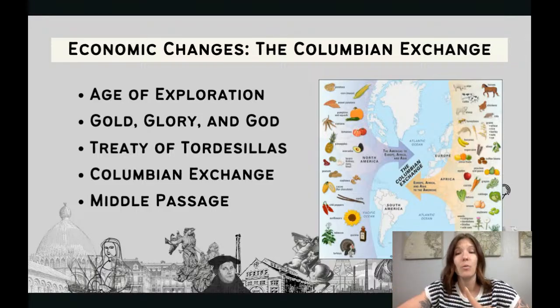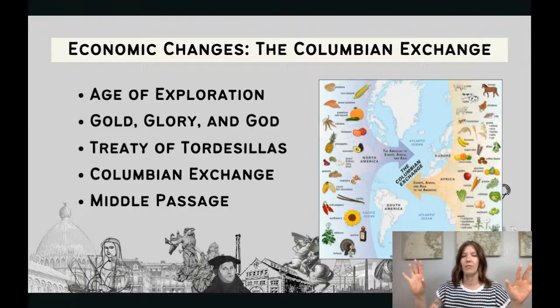And lastly, when we're looking at God in exploration, it's specifically Catholic missionaries. We're looking at the Jesuits, who are the ones spearheading a lot of that missionary work in Latin America. They are also the ones setting up a lot of schools. So this Columbian Exchange, which I have on this map right here, refers to the exchange of goods, ideas, people, and diseases from Africa, Europe, and Asia to the Americas and vice versa.